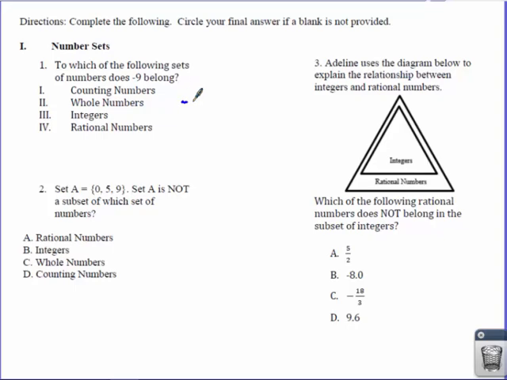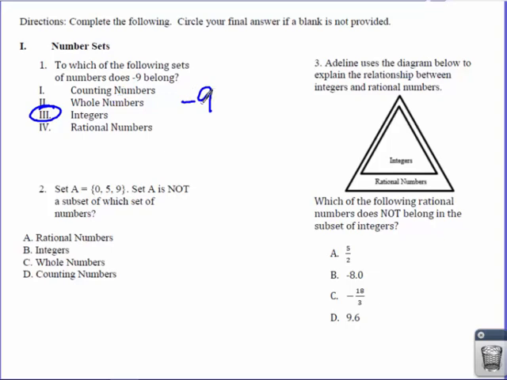Okay, we know -9 is an integer, so we know for a fact that it's one of these. So could it be a counting number? Well, we know our counting numbers are just 1, 2, 3, 4, 5, and so on. So there are no decimals, no fractions, and no negative numbers. Okay, could it be a whole number? Well, we know the whole numbers are just counting numbers and 0. So here's 0, 1, 2, 3, 4. Again, no negative numbers, no decimals.